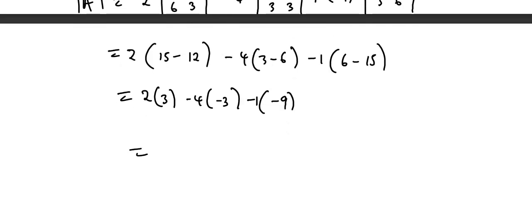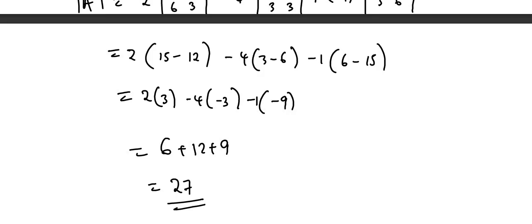Then this will simply give us 6 plus 12, then plus 9. This is going to give us 27, if I'm not mistaken. So this is going to give us 27. So that's the determinant of a 3 by 3 matrix. That's how we get it.